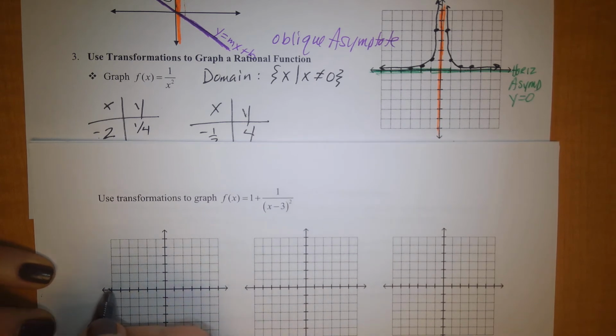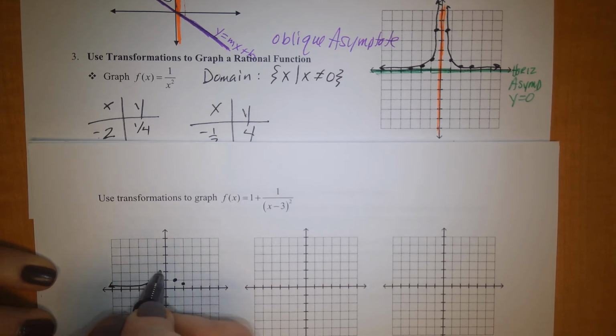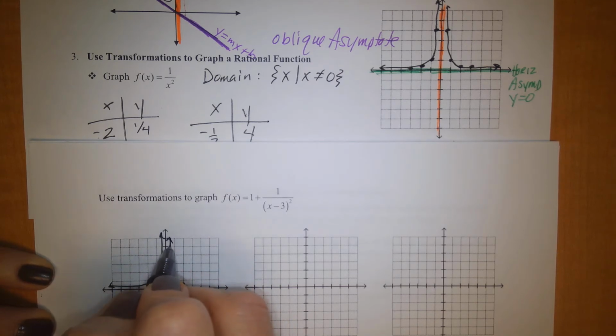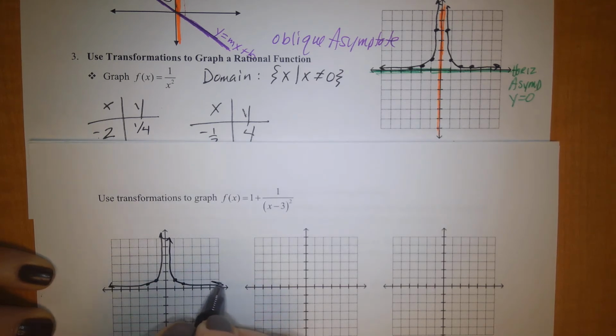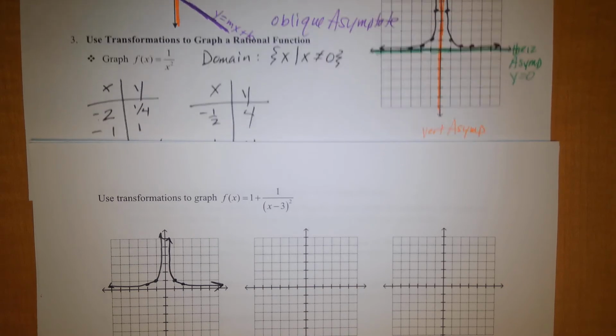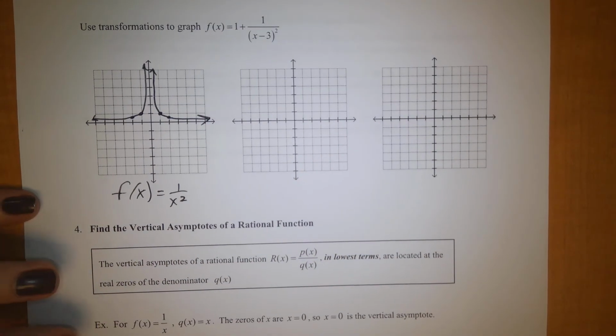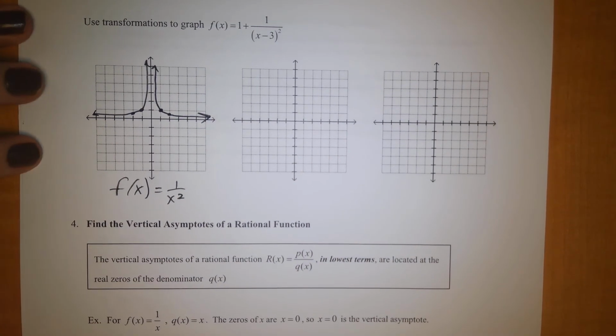So we have a graph, and I'm just going to sketch this. We have a point at negative 1, 1 and 1, 1. And then when I put these all together, it looks like this. Okay, so now I'm going to take that information and I'm going to transform it.